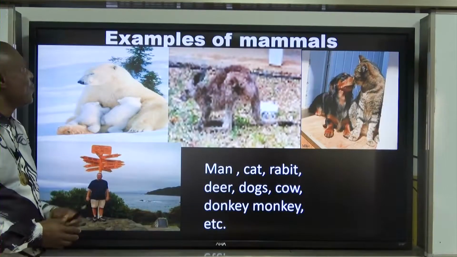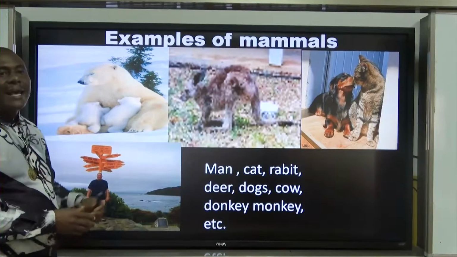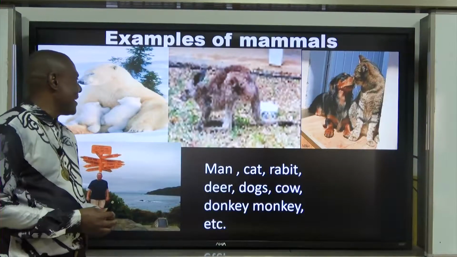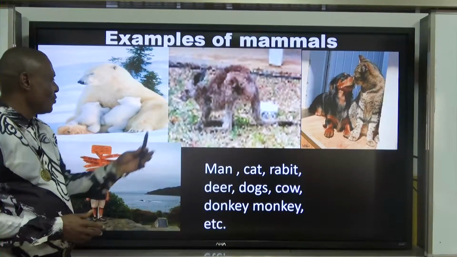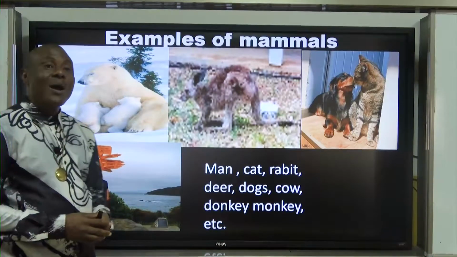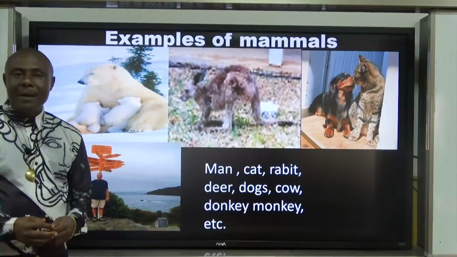Yes, examples of mammals. You can see, this is a deer. This is a deer. They give birth to the young ones alive. We have rabbits. We have cats. We have cows. We have donkeys. We have man. All these are examples of mammals.